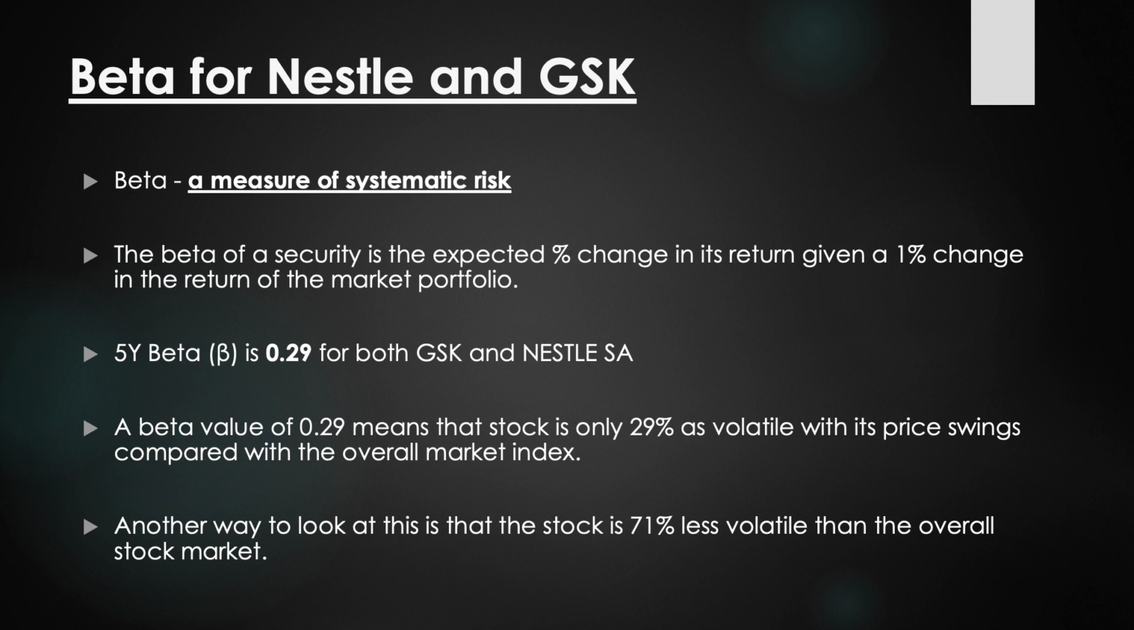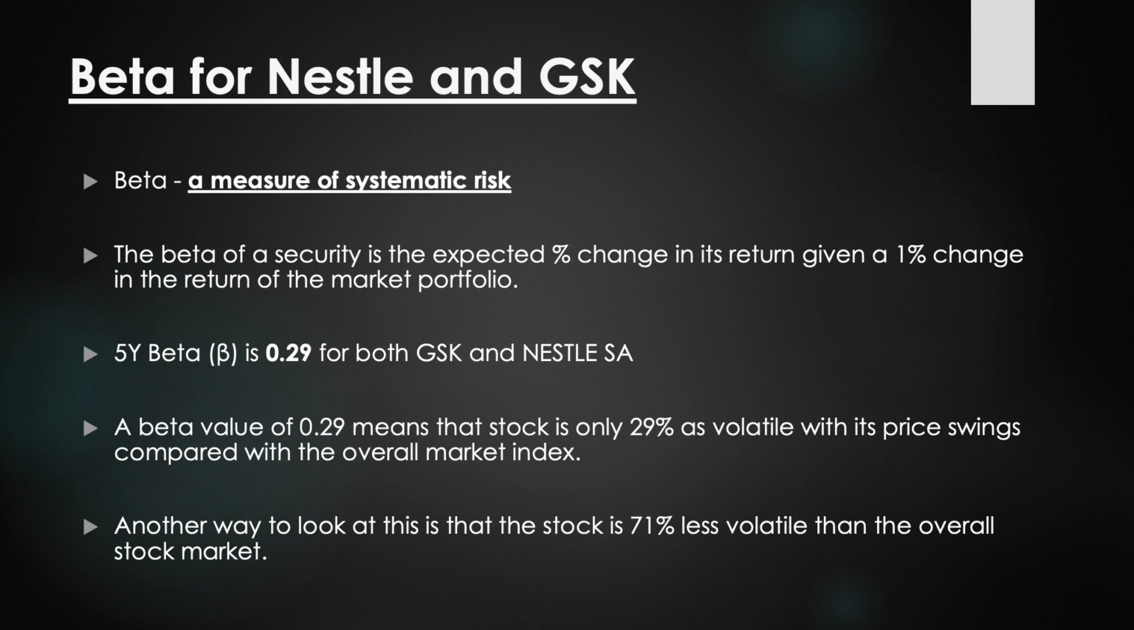We found that the 5-year monthly beta to be 0.29 for both Nestle and GSK. A beta value of 0.29 means that the stock is only 29% as volatile with its price swings compared with the overall market index. Another way to look at this is that the stock is 71% less volatile than the overall stock market.